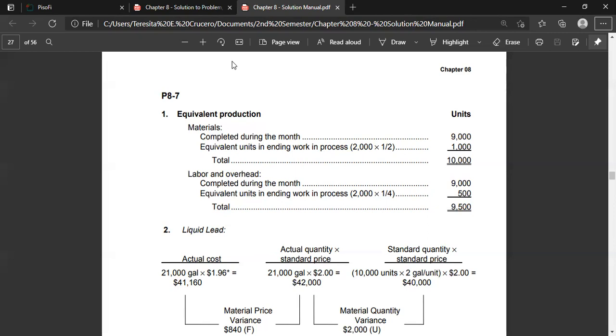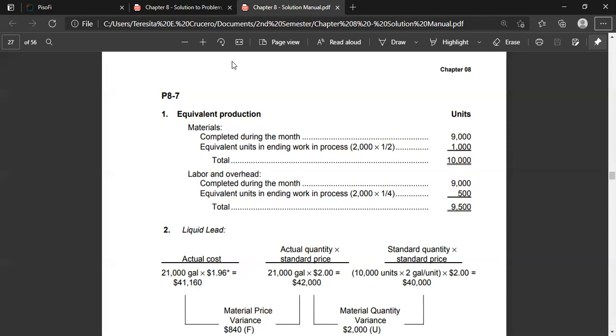But for labor and overhead, equivalent units for the work in process end is 500. So your EP for materials is 10,000, but for labor and overhead is only 9,500. Now, second requirement: calculate materials and labor variances and indicate whether they are favorable or unfavorable using the diagram format shown in figure 8-4.